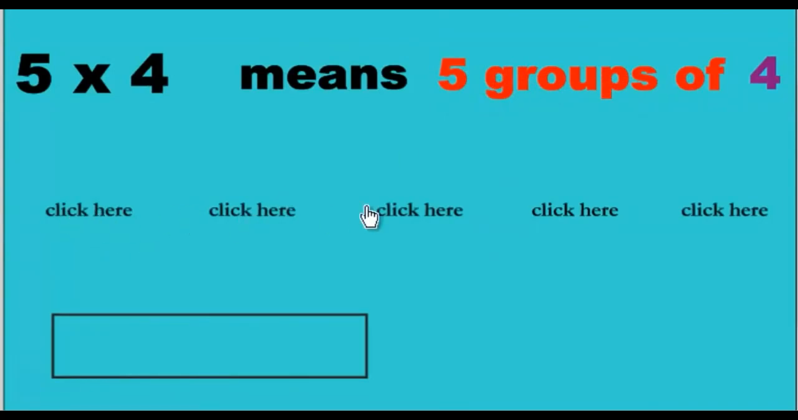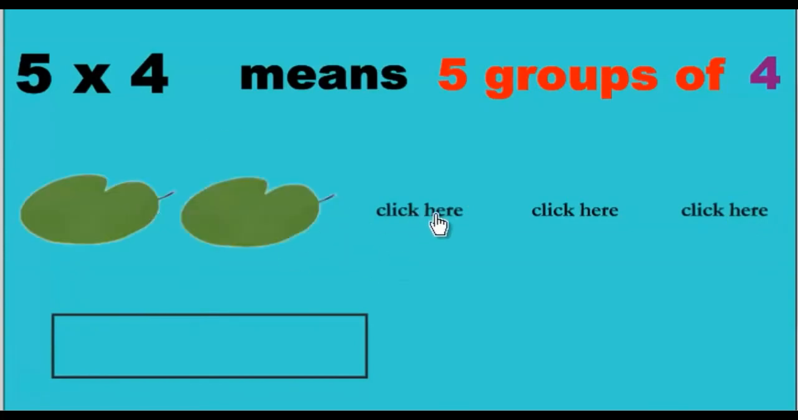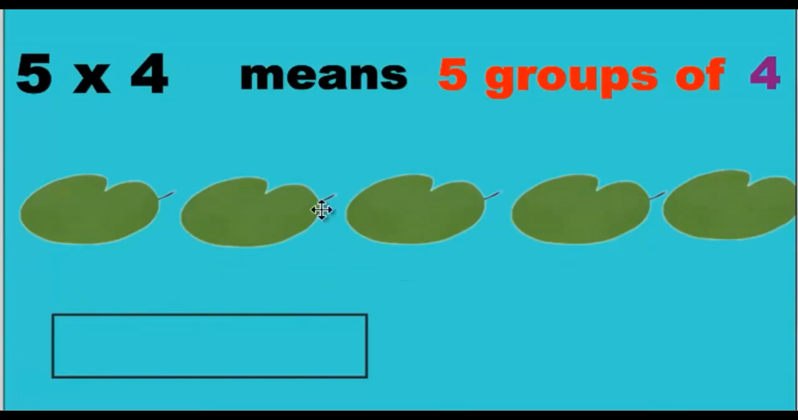Now we need 5 groups. So we're gonna make, let's not use wallets. Let's use, how about lily pads? You know why? Because we're gonna put frogs on them. How many on each one? 4. We have to put 4 frogs on each one. That's what the second number says.